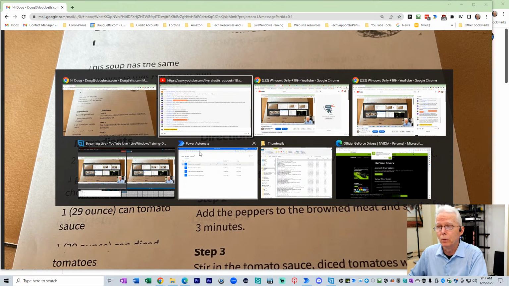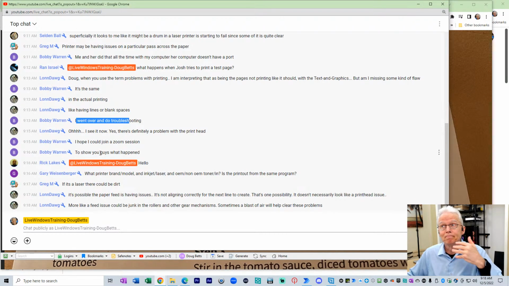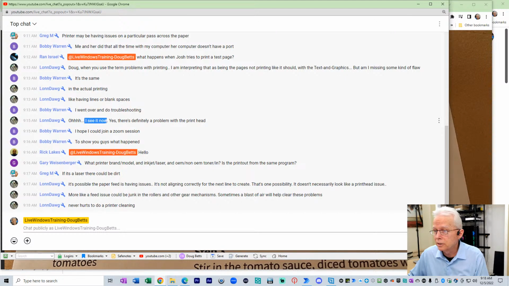And by the way, when I say what I think the first thing to check is, or to try to fix it, somebody who's far more experienced with printers than I might say, nope, that's not right, because they've seen this over and over and over, and they recognize exactly right now what it is. And also, if they know what make and model printer it is, that would also help them with it. So, and Londog says, I see it now. Yes, there's definitely a problem with the print head.